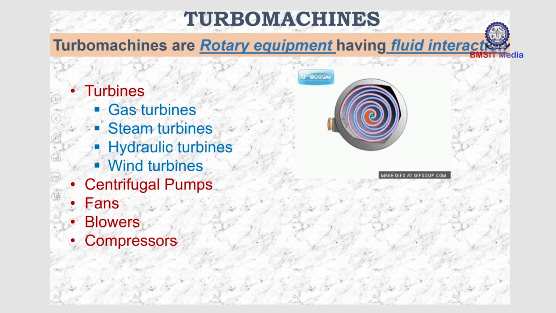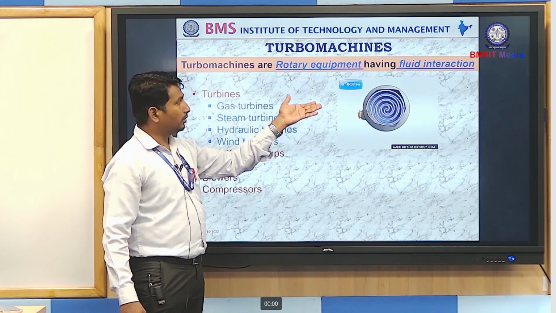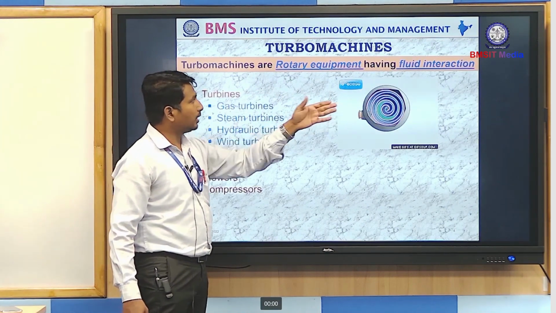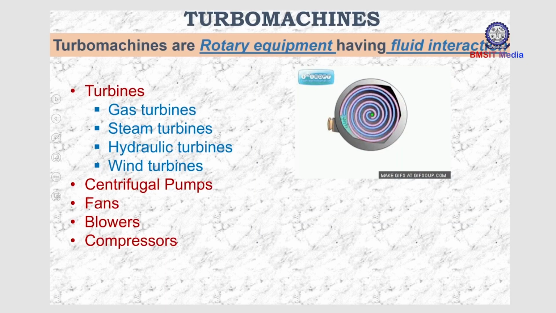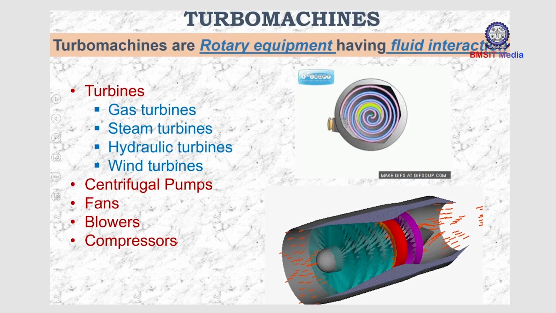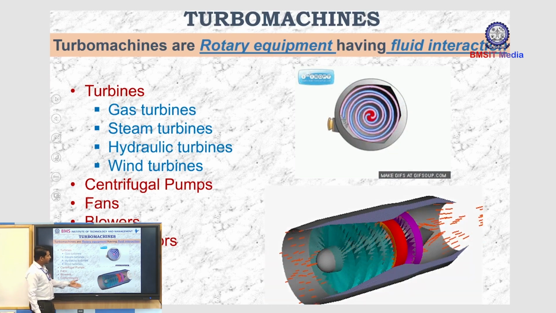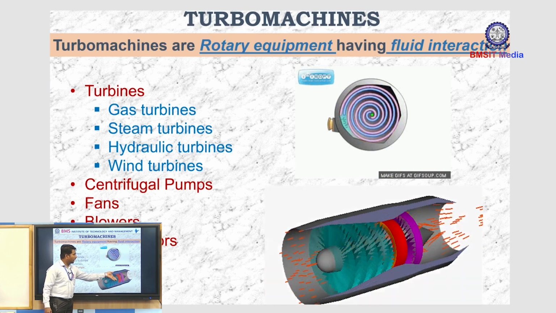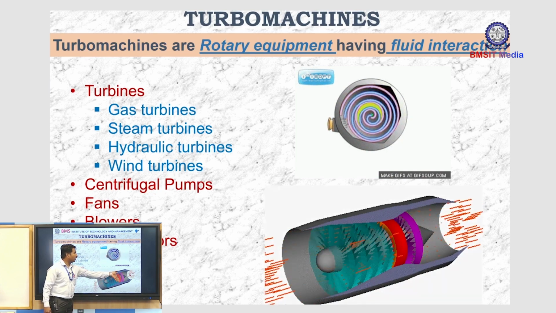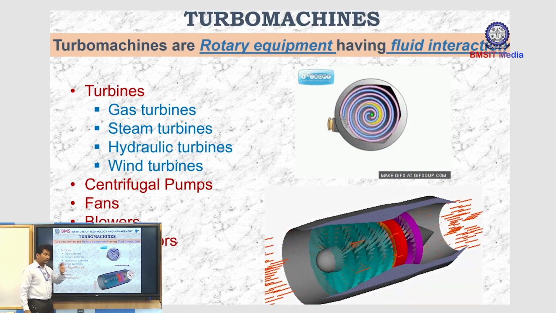Next, the compressor. A compressor is also called a turbo machine, because the fluid, air, is the working medium here, and it is a rotating equipment. This is also one of the jet engines. How does a jet engine propel? The air which enters here gets compressed, then it is burned and the energy is enhanced. Because of that, it passes through the turbine and the exhaust takes place. So this is also considered a turbo machine.